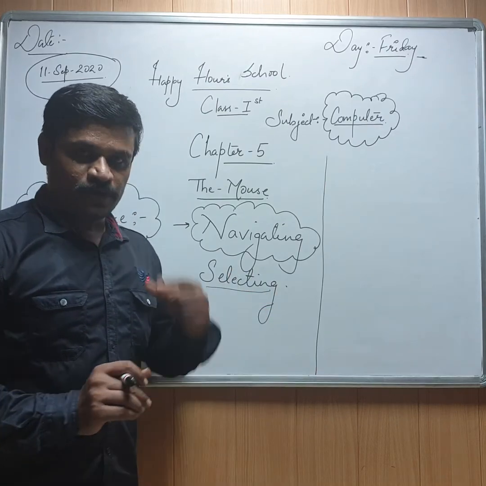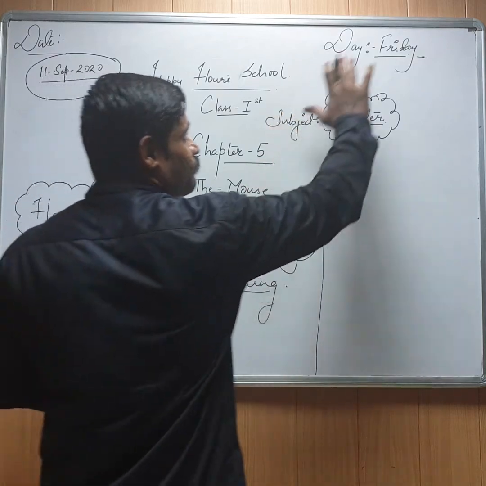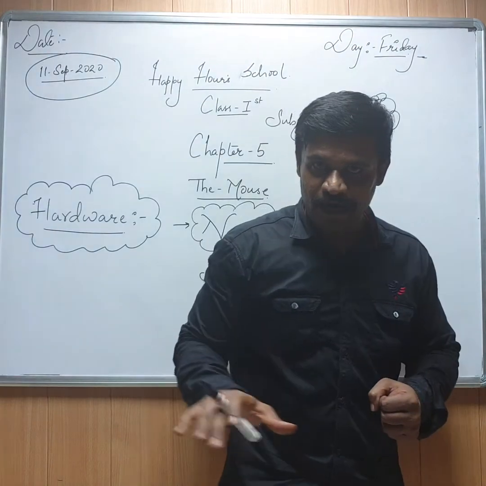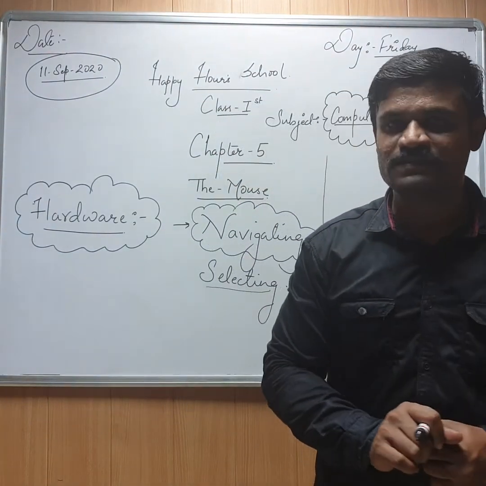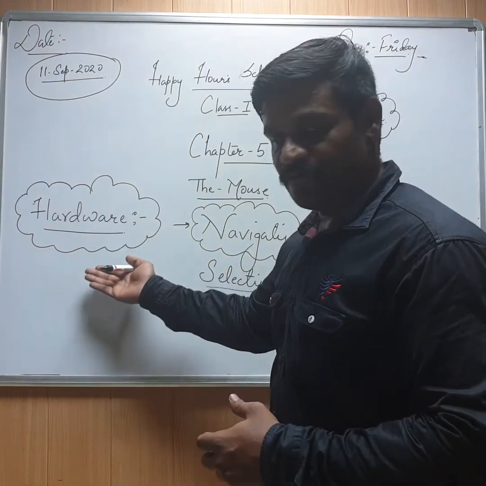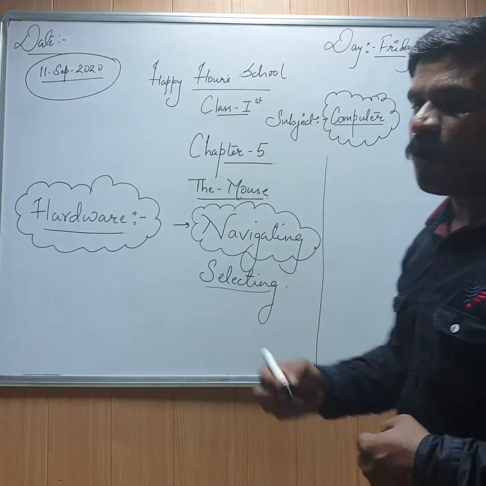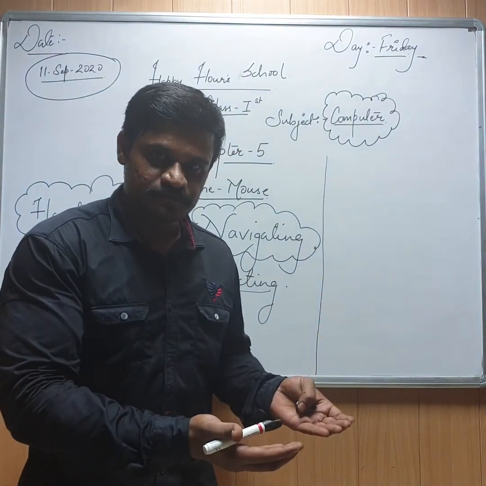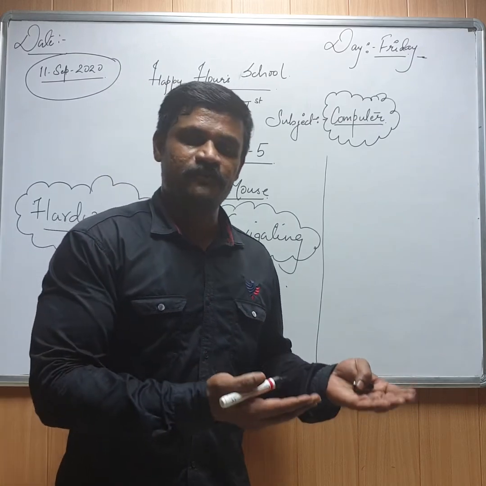In computers, mouse is being used for moving from one point to another. You have seen when you move the mouse, whatever direction you are moving, the cursor also moves in the same direction. Hence, mouse is a hardware which is used for navigating, selecting or pointing towards different items, folders, programs, or we can say different applications.